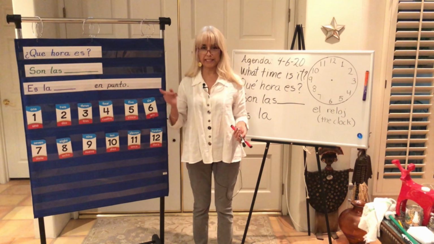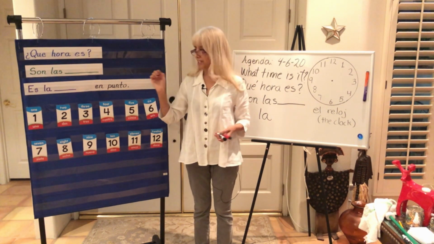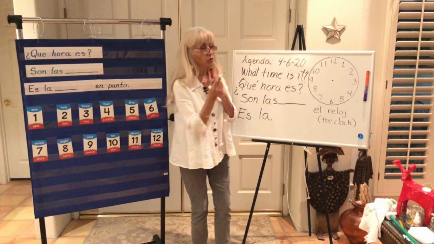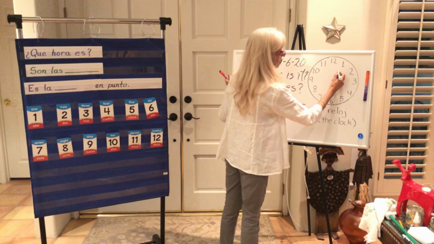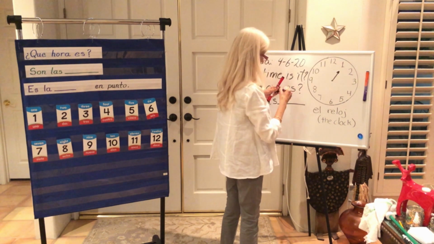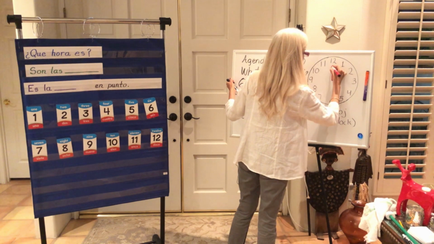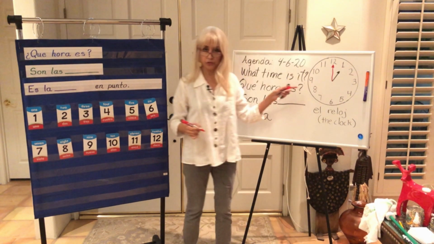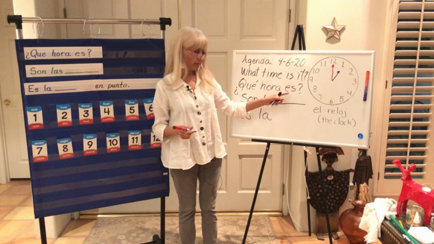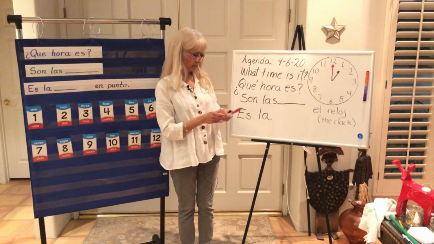Okay, so now we are going to practice asking the time and answering what time is it in Spanish. So to do this, let's use this clock here. I'm going to draw two arrows. The smaller arrow points to the time, and the red arrow will always point for this activity to the 12. So if I want to ask you, what time is it in Spanish? I will say, ¿qué hora es? Okay, and you will answer with the phrase, es la una. Es la una.